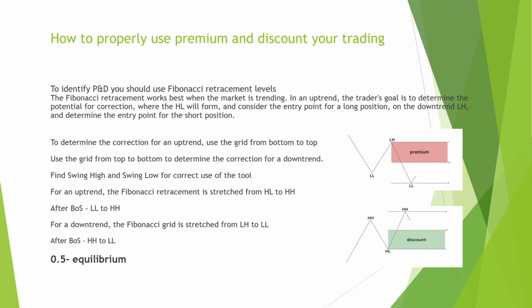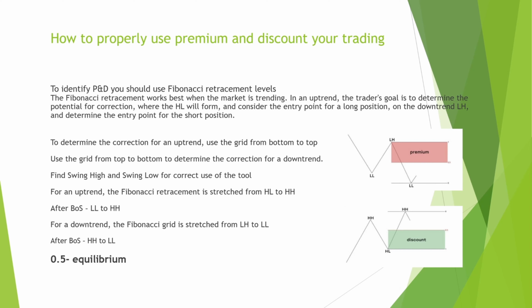How to properly use premium discount in trading. To identify premium discount, you should use Fibonacci retracement levels. The Fibonacci retracement works best when the market is trending. In an uptrend, the trader's goal is to determine the potential for correction, where the higher low will form, and consider the entry point for a long position. In a downtrend, look for a lower high and determine the entry point for the short position.